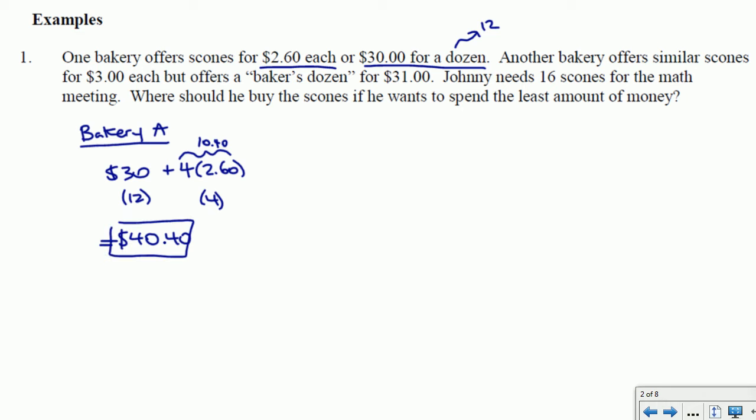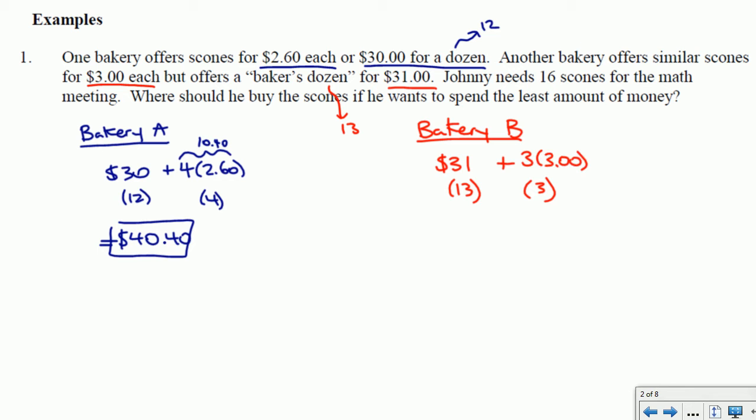Now for Bakery B, they sell scones $3 each, and a baker's dozen, which is 13, for $31. So for comparison, if he bought 13 scones at $3 a piece, that would cost him $39. So this second bakery, let's call it Bakery B, we can buy 13 scones for $31, and we'd need to buy 3 additional scones at $3 a piece. So 3 scones at $3 a piece makes $9. If we add 31 and 9 together, we get a grand total of $40.